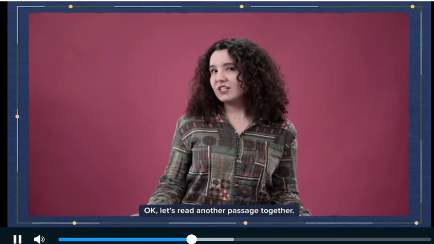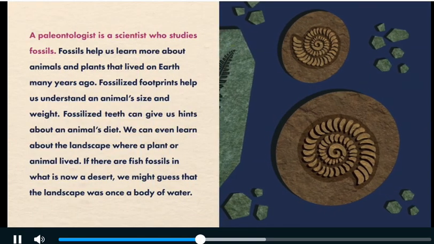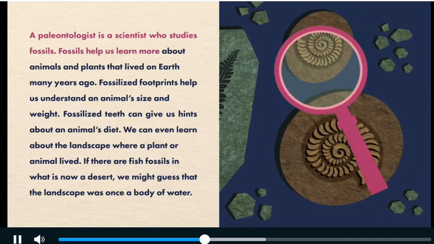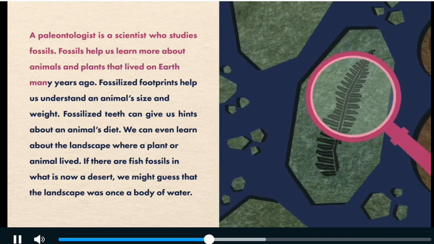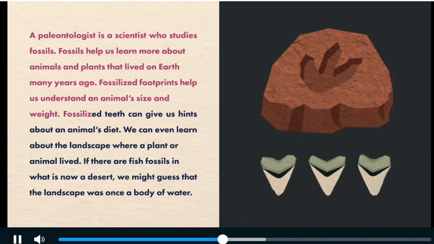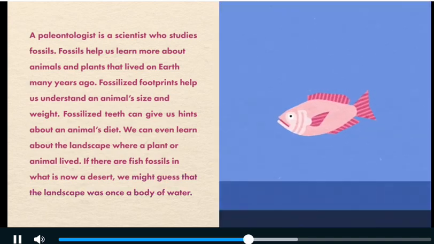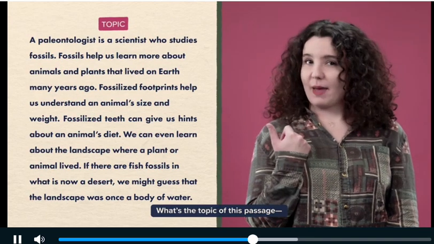Okay, let's read another passage together. A paleontologist is a scientist who studies fossils. Fossils help us learn more about animals and plants that lived on Earth many years ago. Fossilized footprints help us understand an animal's size and weight. Fossilized teeth can give us hints about an animal's diet. We can even learn about the landscape where a plant or animal lived. If there are fish fossils in what is now a desert, you might guess that the landscape was once a body of water.